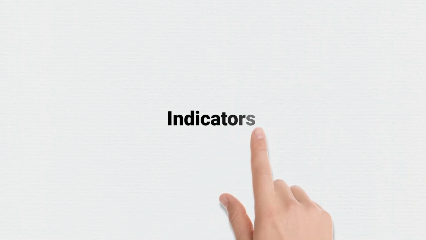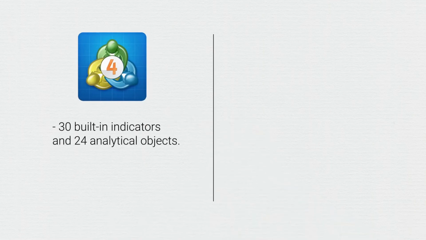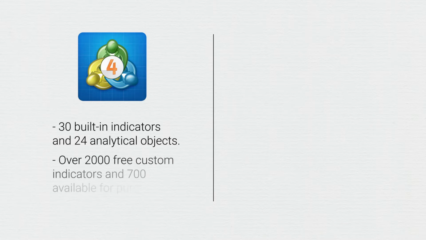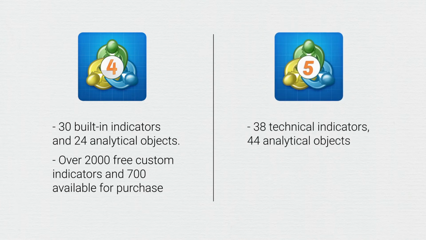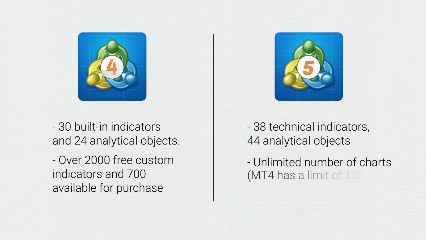Then we have indicators. MetaTrader 4 offers 30 built-in indicators and 24 analytical objects. Also, there are over 2,000 free custom indicators and 700 available for purchase. In contrast, MetaTrader 5 has 38 technical indicators, 44 analytical objects, and offers an unlimited number of charts. MT4 has a limit of 128 charts.